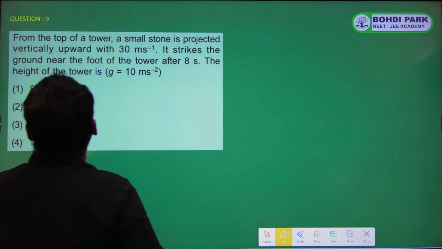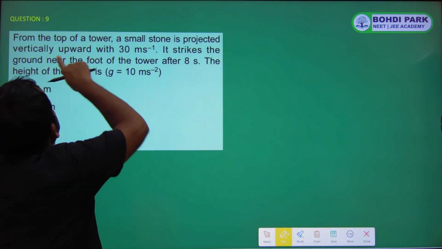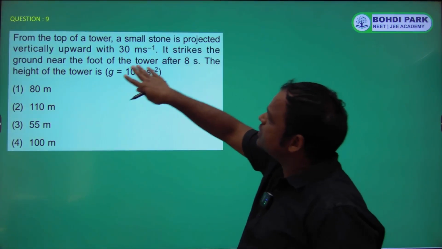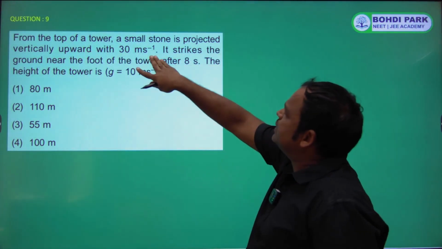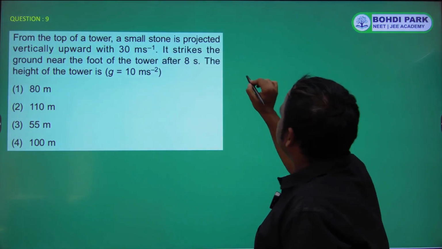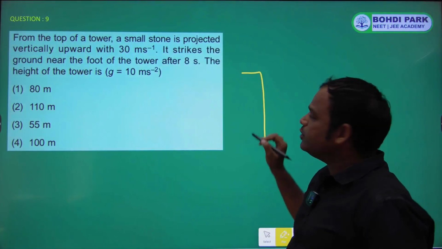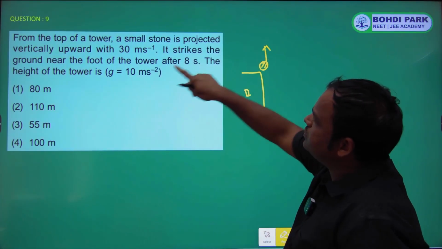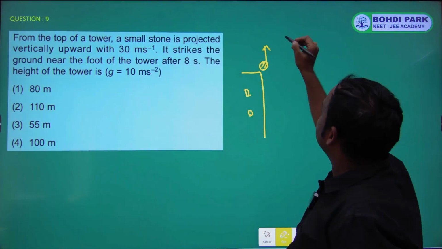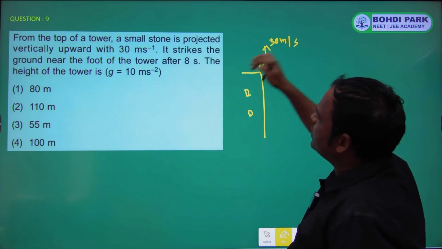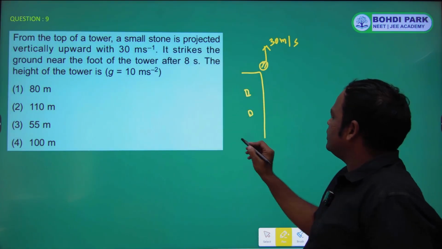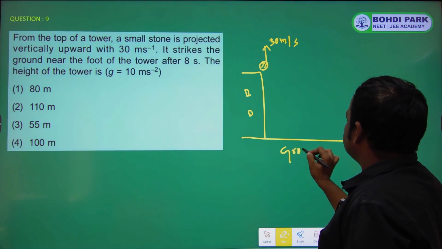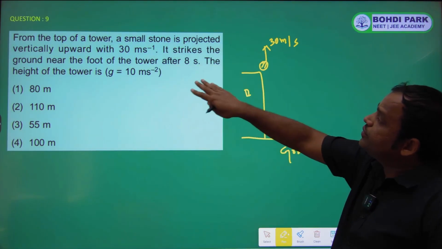Now look at the ninth question. From the top of a tower, a small stone is projected vertically upward with 30 meter per second. So suppose this is the tower. Tower means building. So from the top, it is projected upward with 30 meter per second. It strikes the foot of the tower, which is also the ground, in 8 seconds.